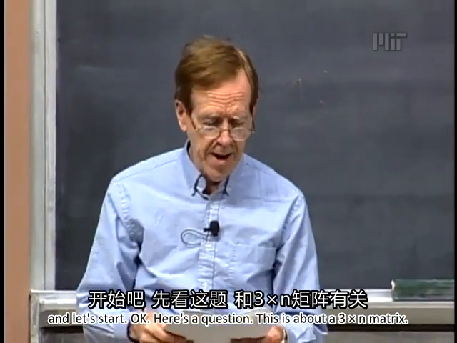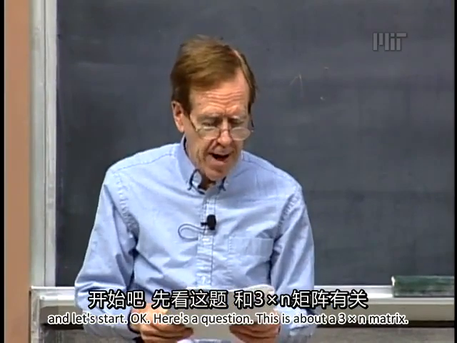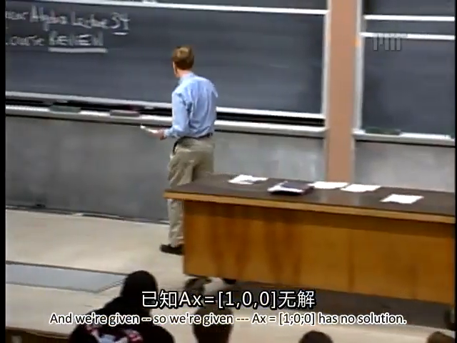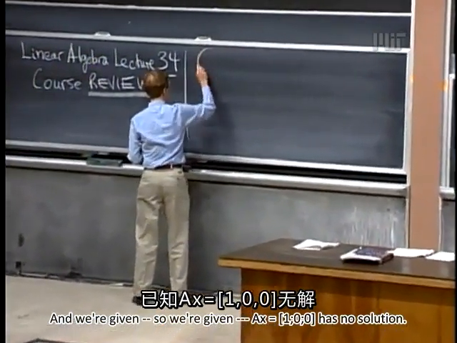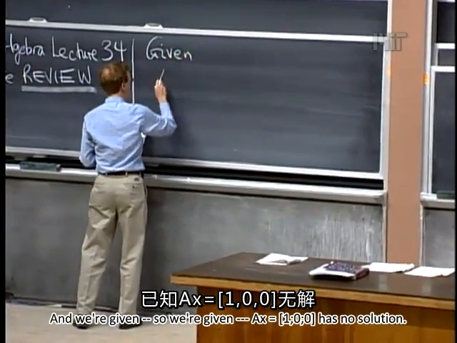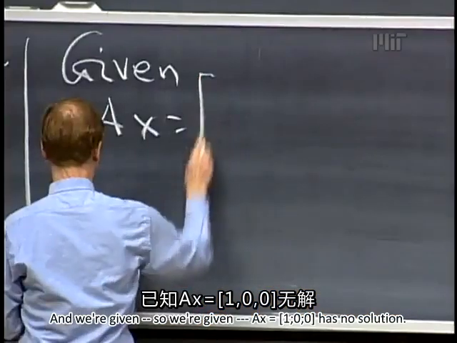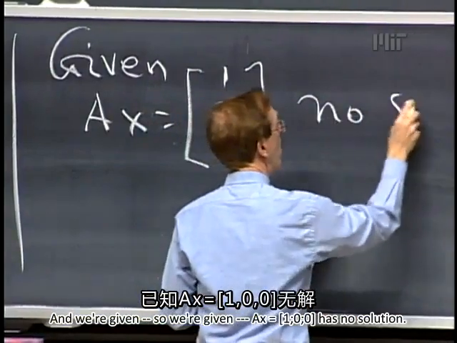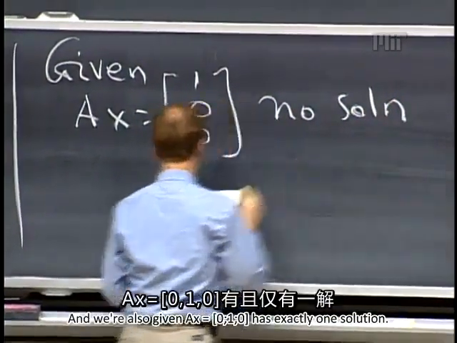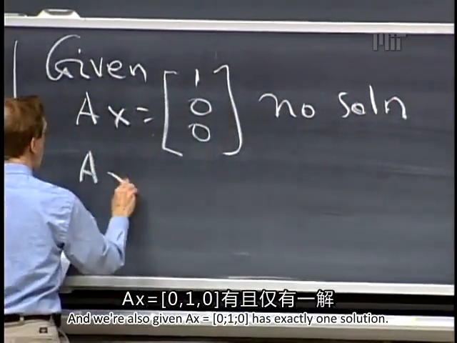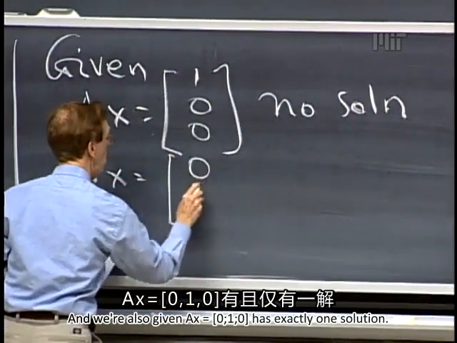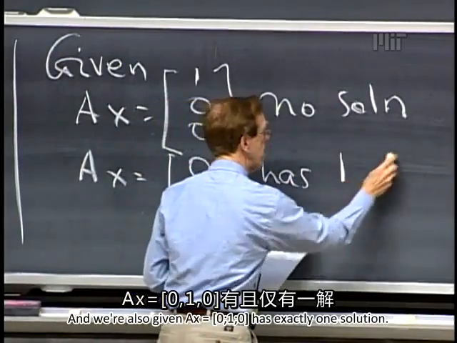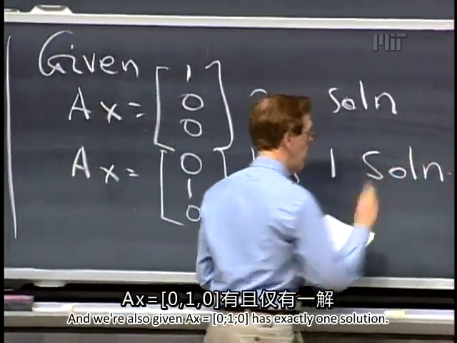Here's a question. This is about a 3 by n matrix. And we're given AX equals (1, 0, 0) has no solution. And we're also given AX equals (0, 1, 0) has exactly one solution. Okay.